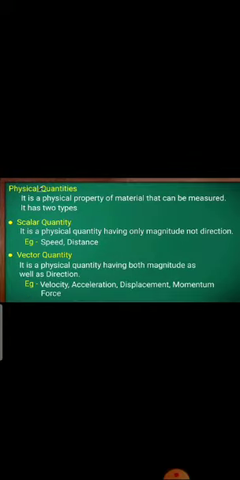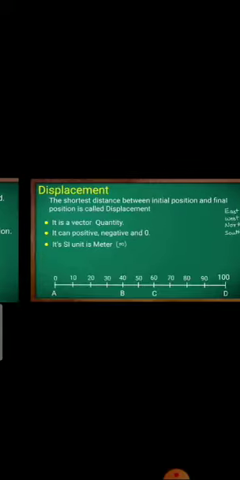Now, it is a physical property of the material that can be measured. It is of two types, scalar and vector. Scalar quantities are those quantities which have only magnitude and not direction. Examples: speed and distance. Vector quantities are those which have both magnitude as well as direction. Examples of vector quantities are velocity, acceleration, displacement, momentum and force.